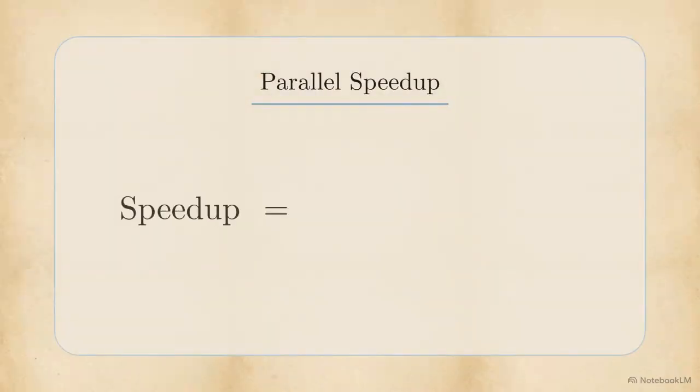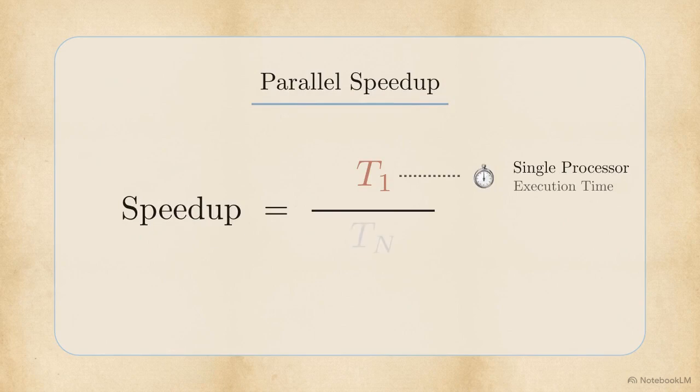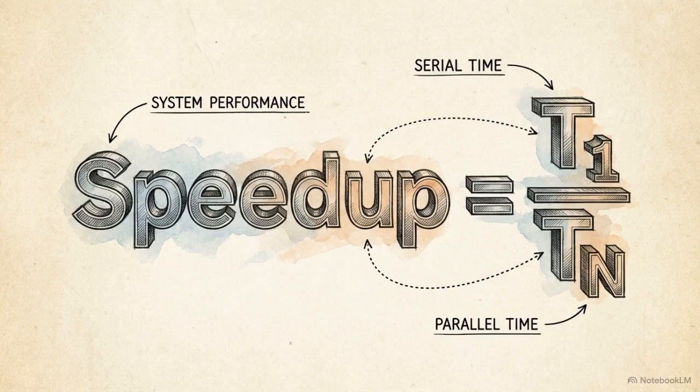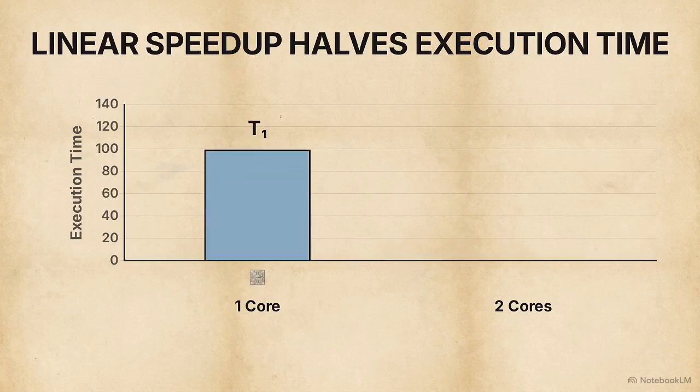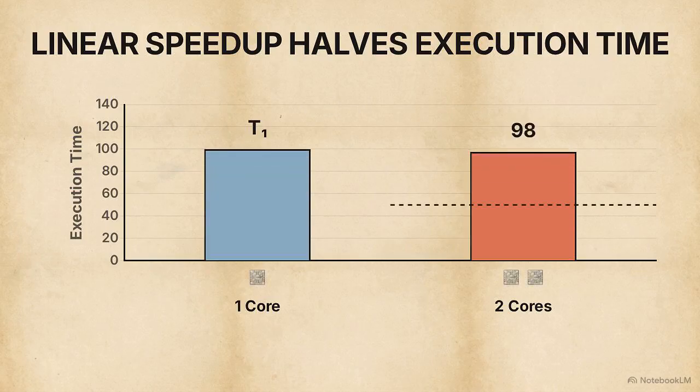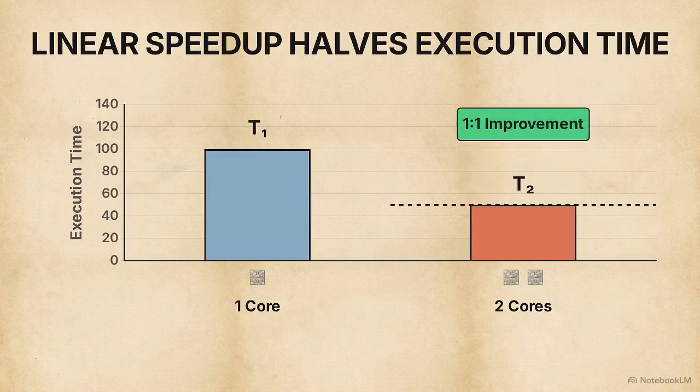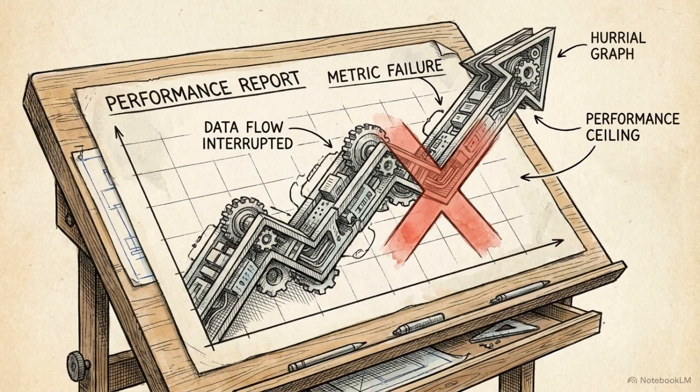This is defined as the time it takes a single processor to execute a program, divided by the time it takes n processors to execute that exact same program. Look at that fraction, and a highly intuitive assumption emerges. If you double the number of cores, you should cut the execution time in half, yielding a one-to-one improvement in performance. That assumption collapses when we look at real-world benchmarks.